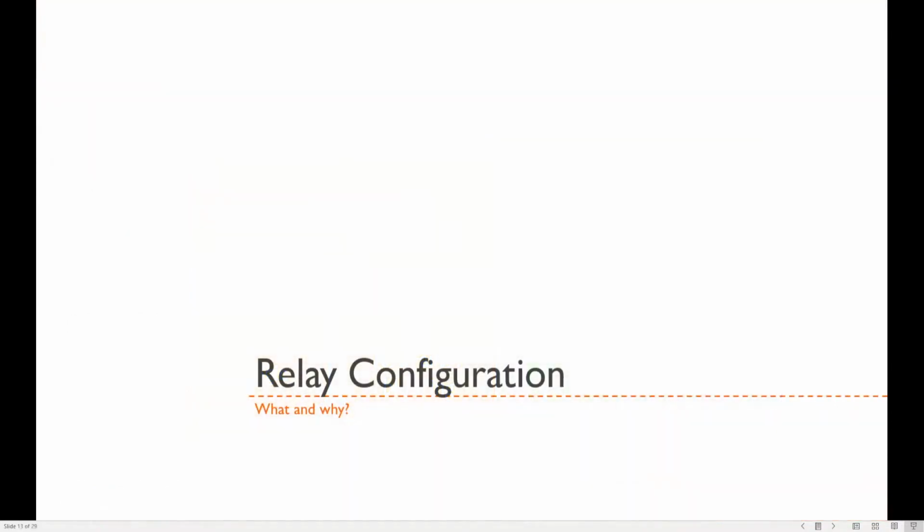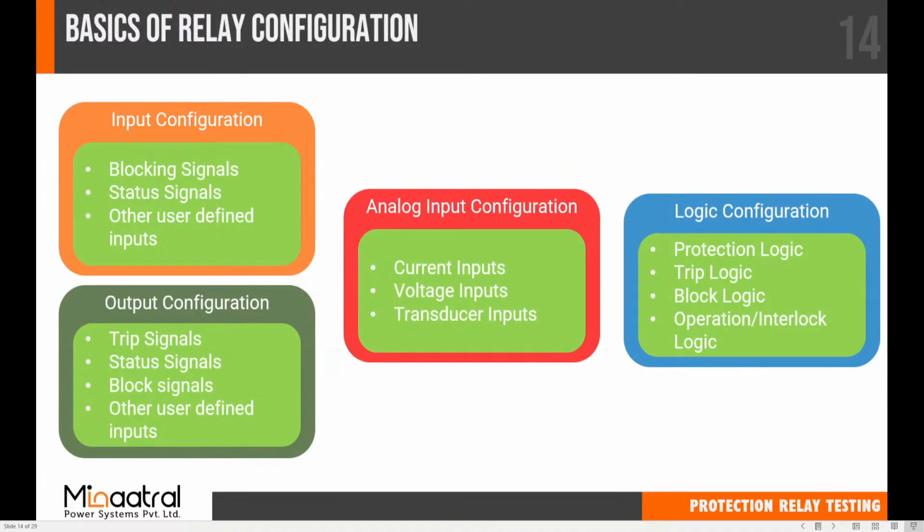Okay, moving ahead. We have talked about the functional logic that is within the relay. Now let's see what relay configuration itself is, right? So what is relay configuration? We have talked about the different parameters, but more importantly, there are 4 main things that you need to configure. The first one is going to be your input configuration, that is your binary input configuration.